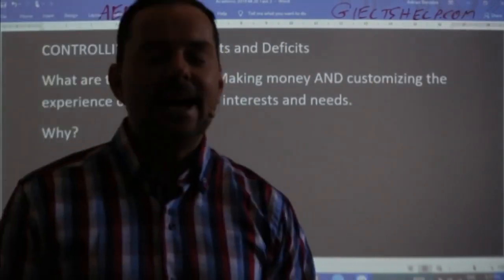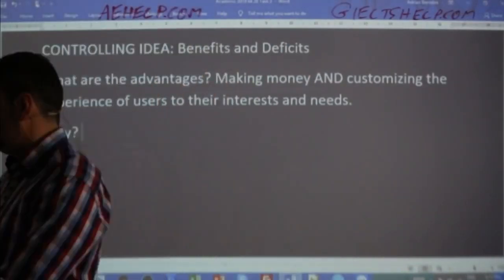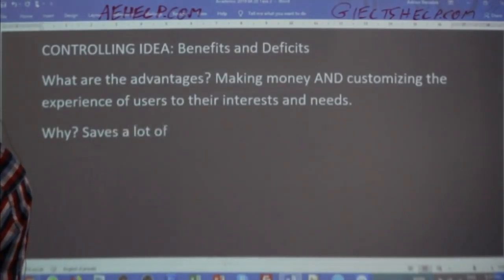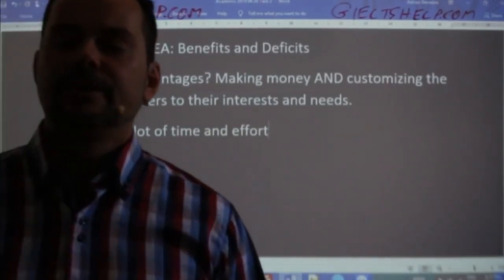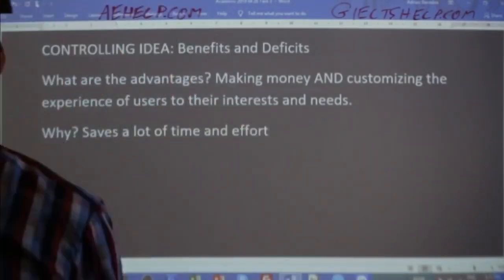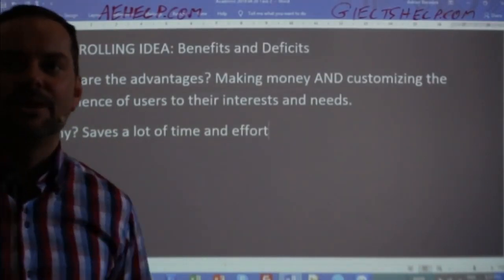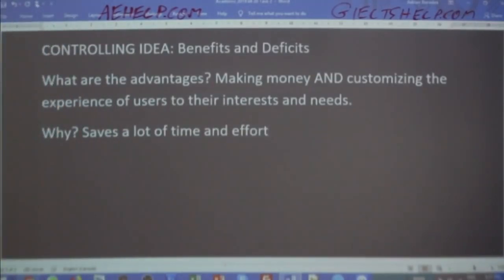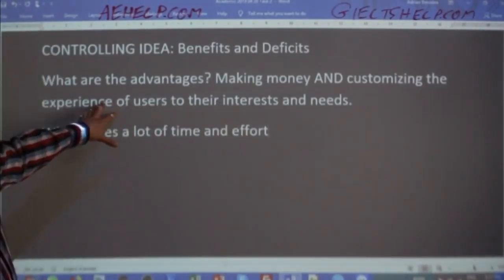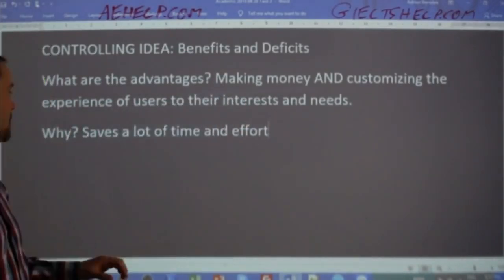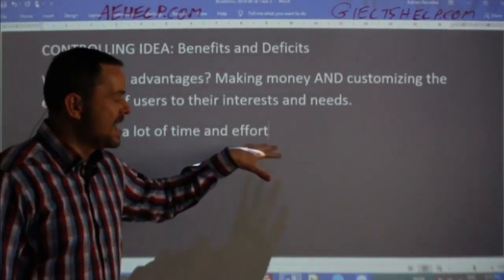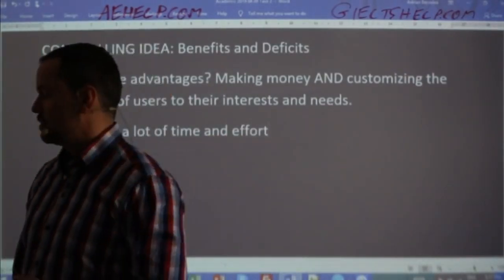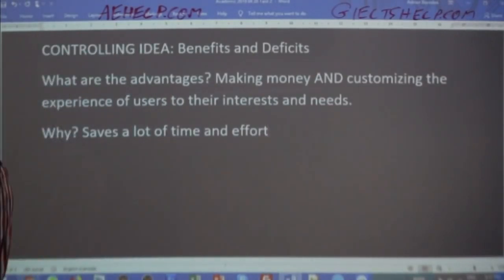Lanthiu, that's a clever answer. Yeah, saves a lot of time and effort. Okay, Lanthiu, brilliant. You got it fast, right? Begzod, I see that you're just before Lanthiu there too. Right, great. So it saves us a lot of time and effort. So the advantage is customizing the experience of the user to their interests and needs. Why is that an advantage? Because it saves a lot of time and effort for the people. You don't have to go and search for what you need. It's just there in front of you, right?